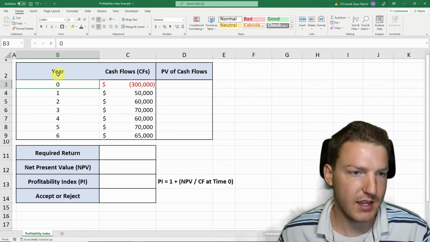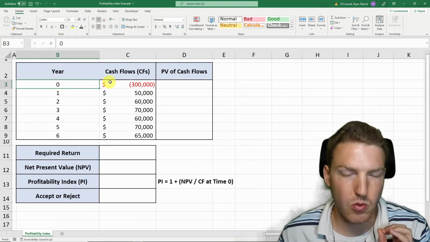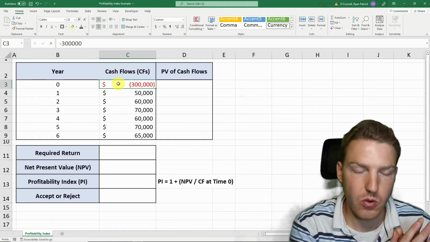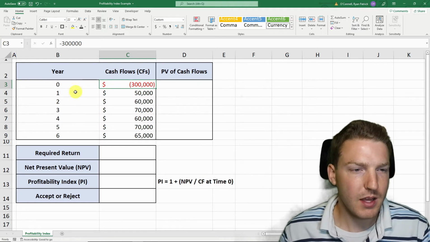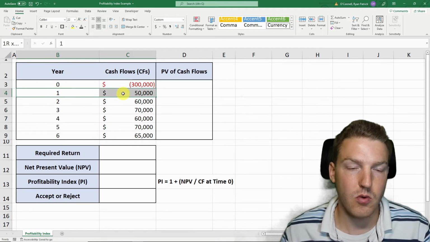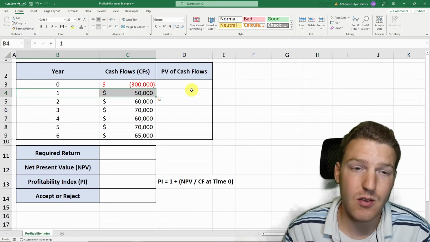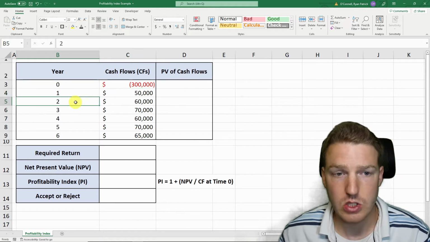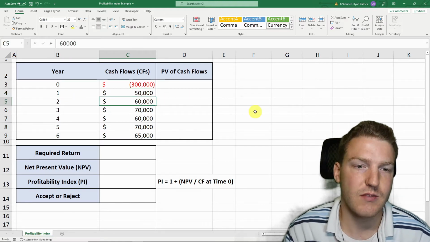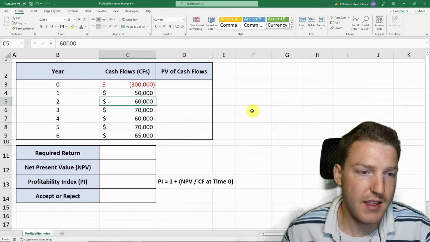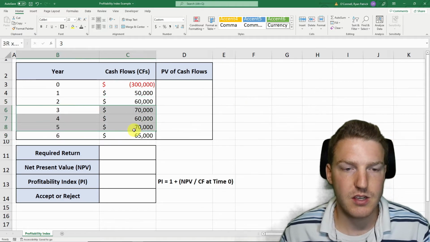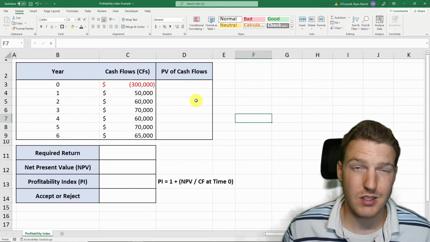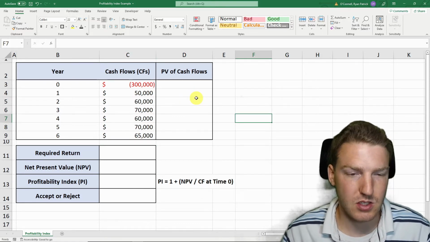We know that at year zero, which is today, it would cost us $300,000 of an outflow to purchase this restaurant. But then we expect that at the end of exactly 1 year from today, we would receive a cash inflow of $50,000. And then exactly 2 years from today, we'd expect a cash inflow of $60,000. And then the life of this project would last 6 years, and we would receive these cash flows for each of the years.